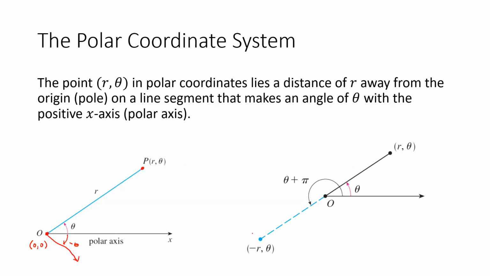Similarly, if I have a negative r, a negative value for the radius, we imagine that our point would be on the opposite side of the angle theta. So if I'm looking at the point r, theta here, a negative r value would be flipped onto the opposite side of the angle. So you imagine extending r to the opposite angle. It would be the same distance r away from the origin, but on the opposite side of the angle.